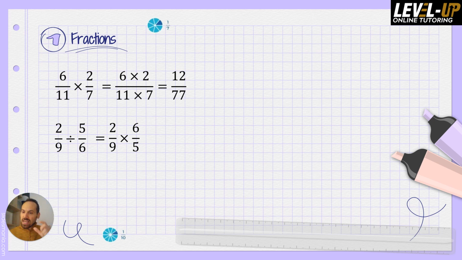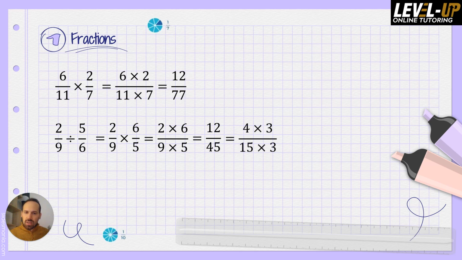But yeah, that's the rule in how we do that. That fraction you're dividing by is the one that gets flipped, and then it's just the same as before. It's now multiplying by that reciprocal, and we can do that just as we've done above.